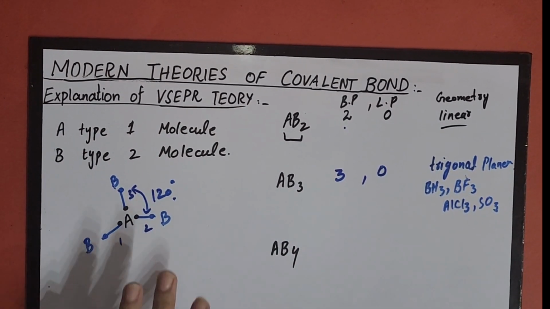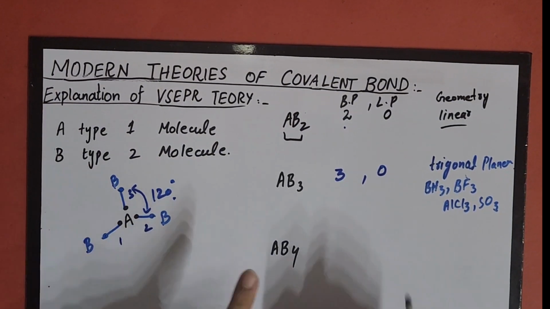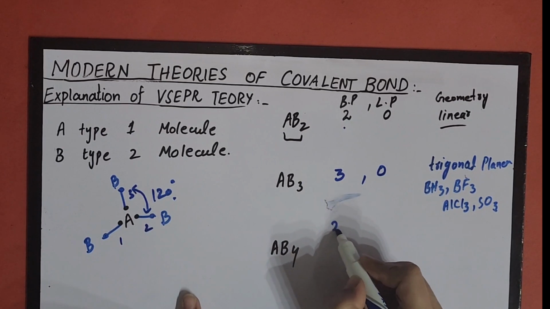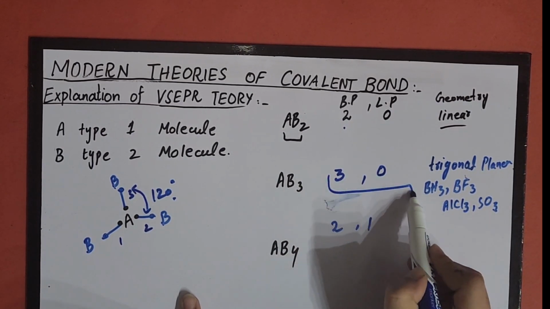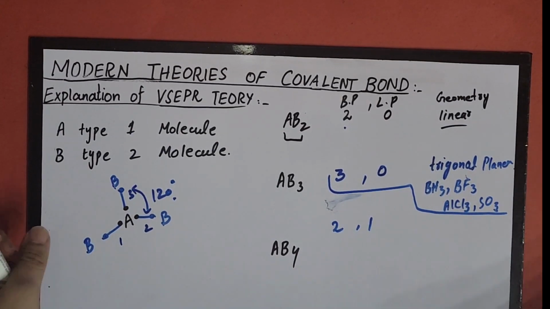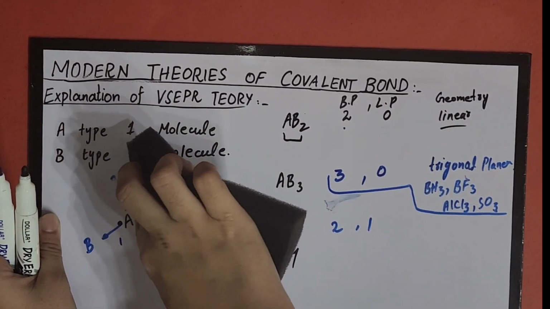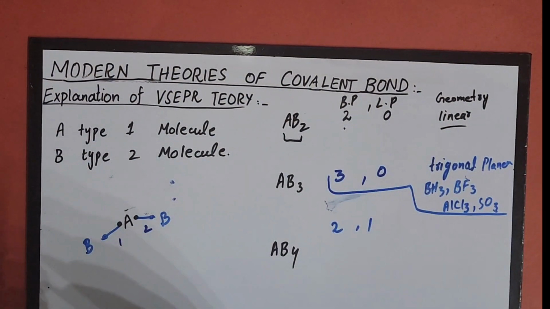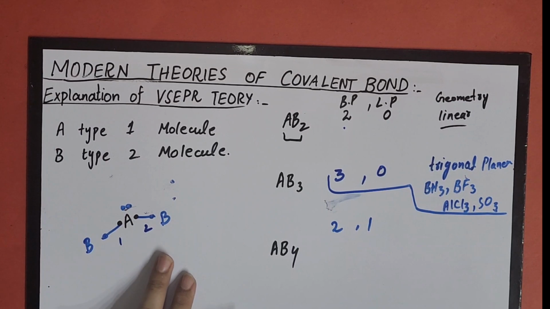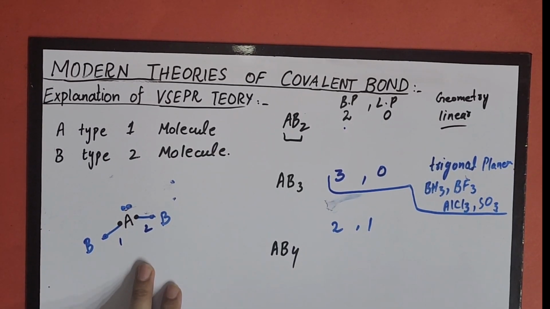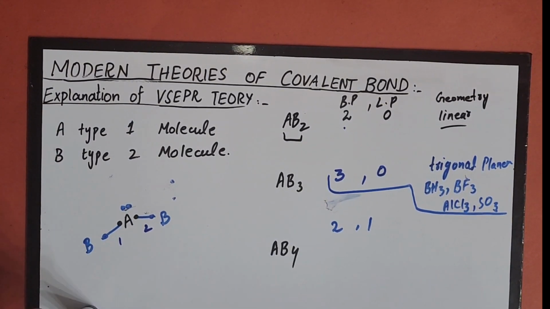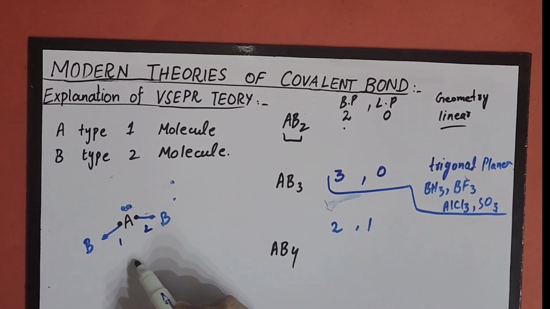Alright. If it has two bond pairs and one lone pair, what could be its geometry? Two bond pairs and one lone pair. We should remove this first B, and there should be a lone pair present that is not attached with any other particle or any other element. So what could be its geometry? Its geometry is like this.